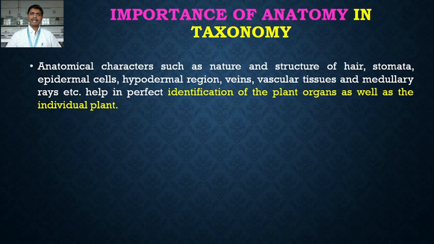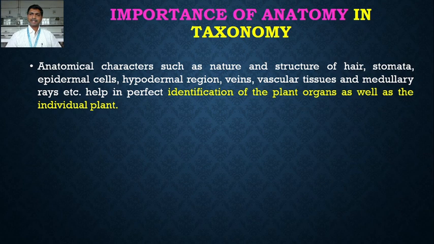The anatomical characters, such as the nature and structure of the hairs present on the epidermis, are also called trichomes. Stomata: we say there are 2 types of stomata, dicot stomata and monocot stomata. On the basis of stomatal structure we can categorize the plant into dicot and monocot, because in monocots the guard cells are dumbbell shaped, while in dicots the guard cells are kidney shaped.